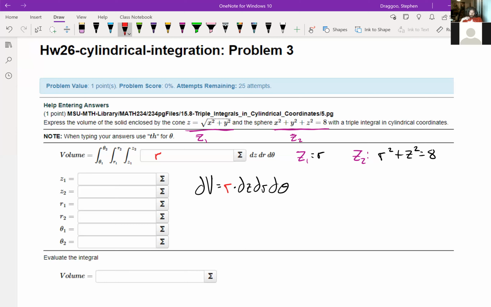So what do we need next? Well, I suppose we can start by just expressing what z1 and z2 are equal to. Z1, we already know, is just going to be r, because that's our cone. That's the piece that's on the bottom. Up top, we want the top half of the ice cream scoop, which means we only want the top half of our sphere. If we solve that equation for z, z squared is equal to 8 minus r squared. So z is plus or minus the square root of 8 minus r squared. But again, we only need the top half, so z2 is the square root of 8 minus r squared. I won't be needing the bottom half of my sphere because it'll go below the cone.